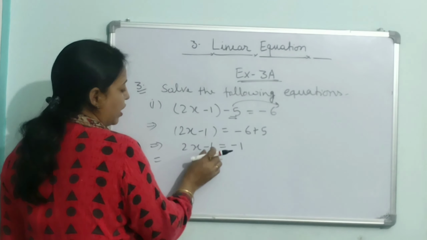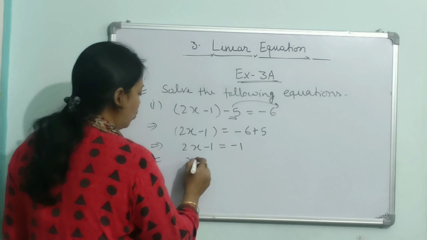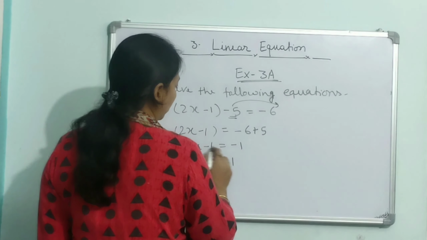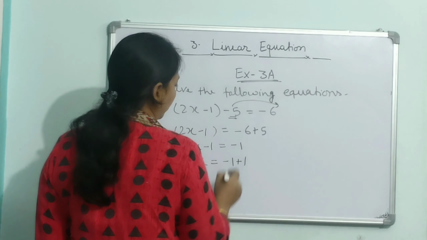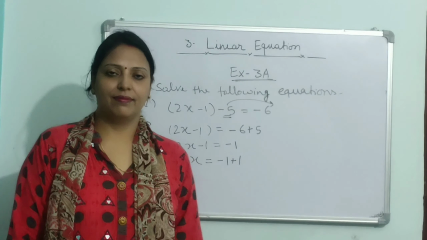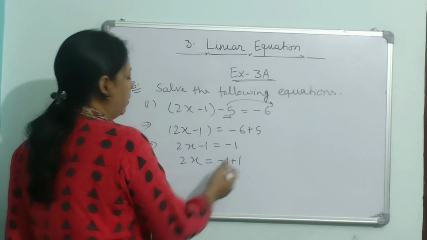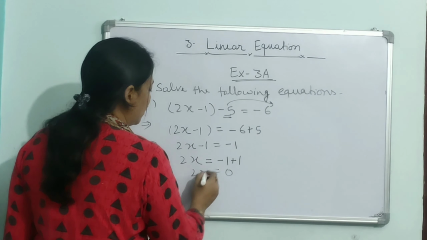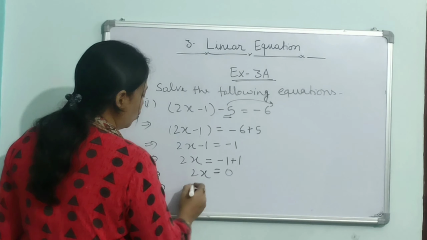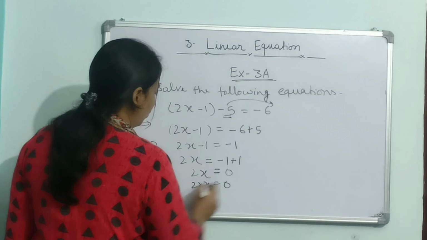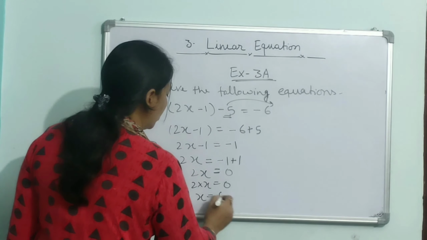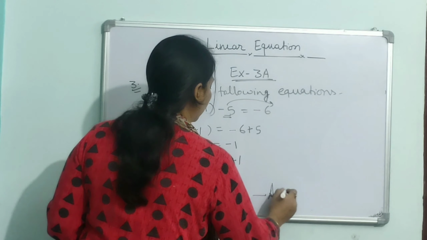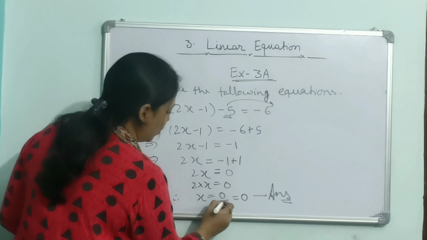And now again transfer this minus 1 on this side. So 2x is equal to minus 1 plus 1. Minus 1 plus 1, so it will become 0. 2x is equal to 0. Now 2 into x is equal to 0. Therefore, x is equal to 0 divided by 2. 0 divided by 2 is 0. So this is the answer. This is the solution of this question.